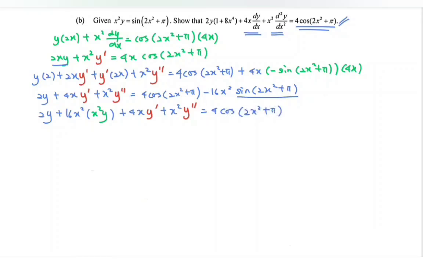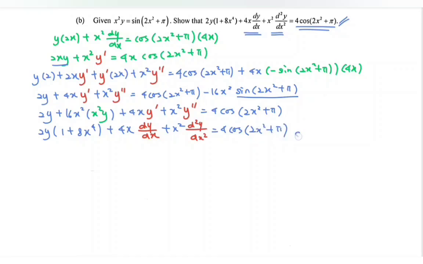So notice that we can factor out the 2y. So if we factor out the 2y bracket, we have 1 plus 8x to the power 4. Plus we have the 4x multiplied with the dy/dx. And then continue. Plus we have the x squared, and then the second derivative, and then equals 4 cos bracket 2x squared plus pi. So we have already shown the situation given.